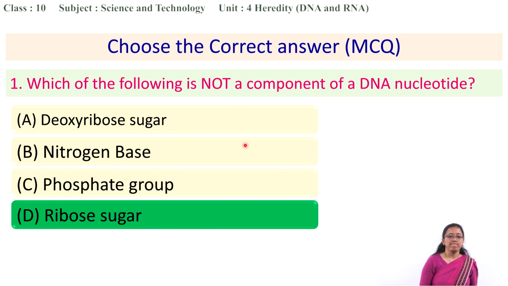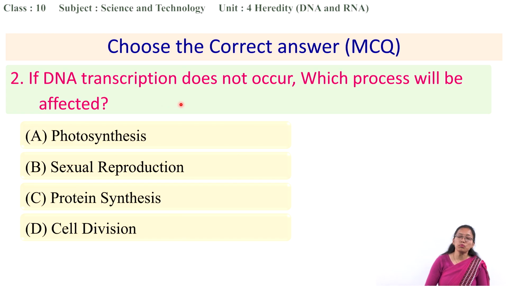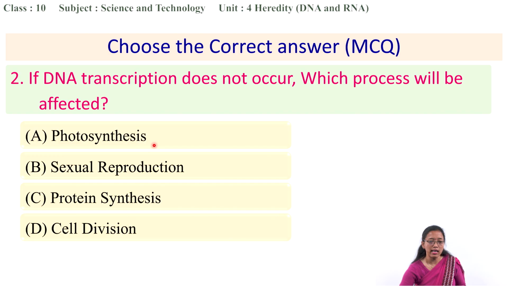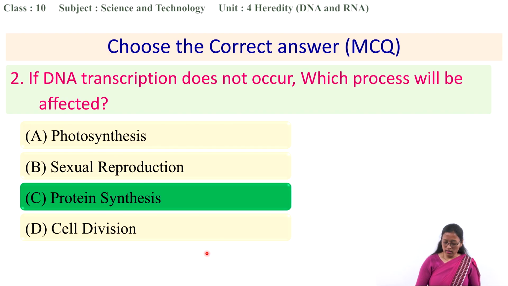Next question. If DNA transcription does not occur, which process will be affected? What is transcription? Yes, transcription means formation of RNA from the DNA. If RNA is not formed, which one will be affected? There are various life processes shown here: photosynthesis, sexual reproduction, protein synthesis, and cell division. Which one is the correct option? Yes, it is protein synthesis.